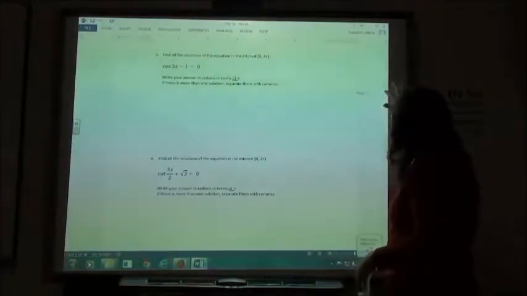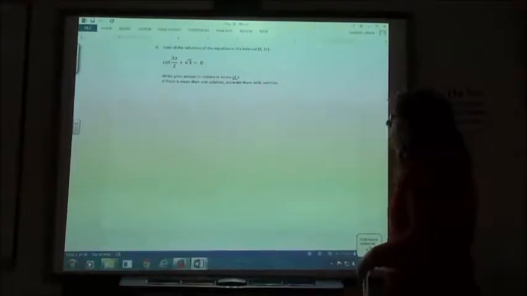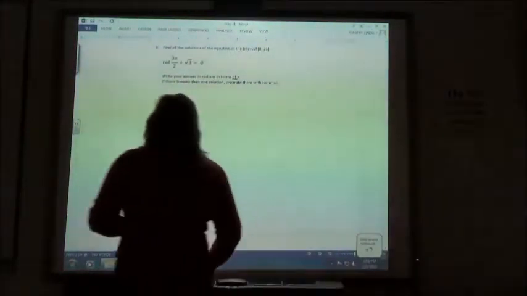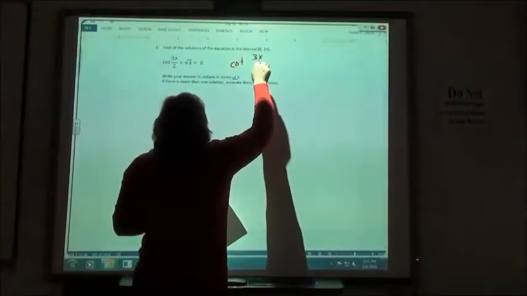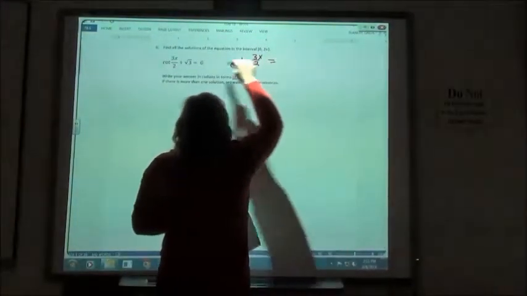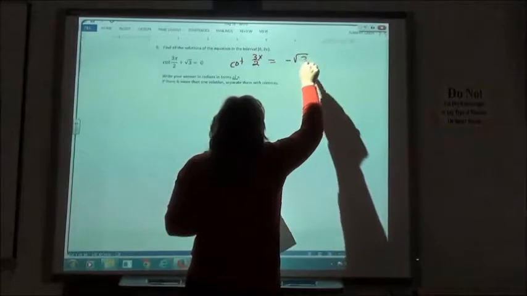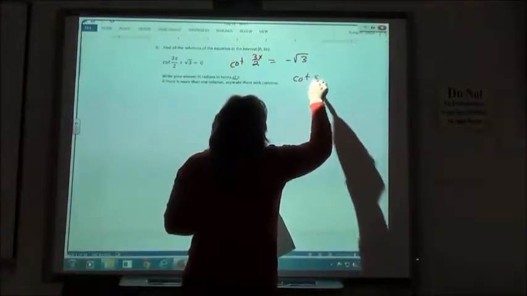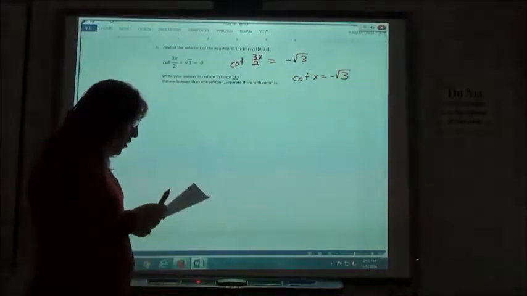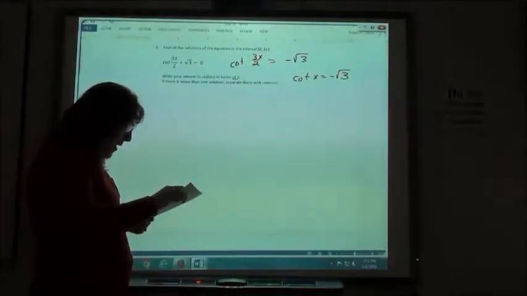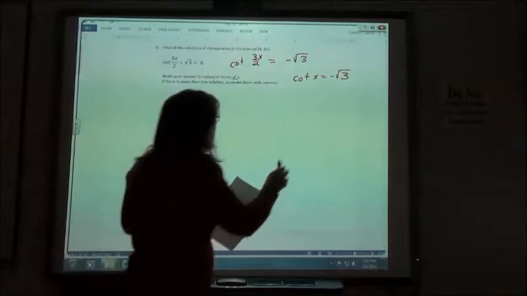Let's try that again on number 6. So number 6, if I solve this, I'm doing cotangent of 3x over 2. That would equal a negative square root of 3. So I'm going to look for the cotangent of x equals negative square root of 3. So cotangent column, negative square root of 3 is at 5 pi over 6.